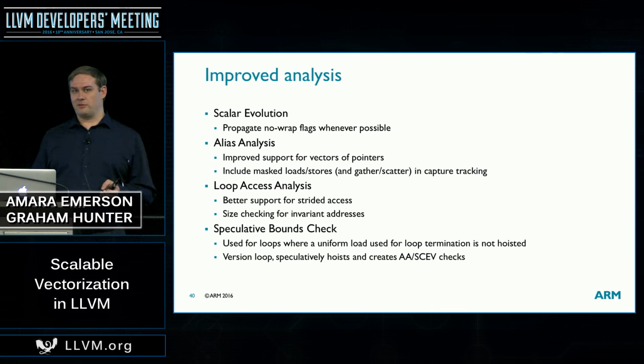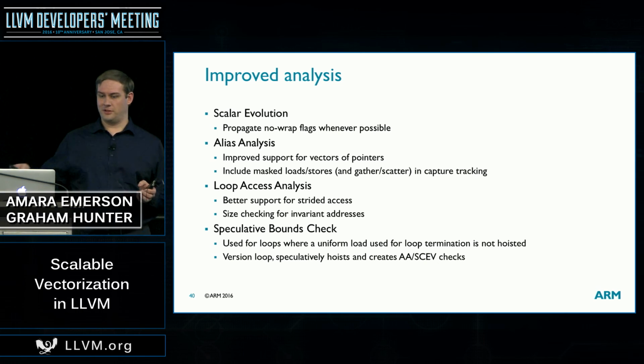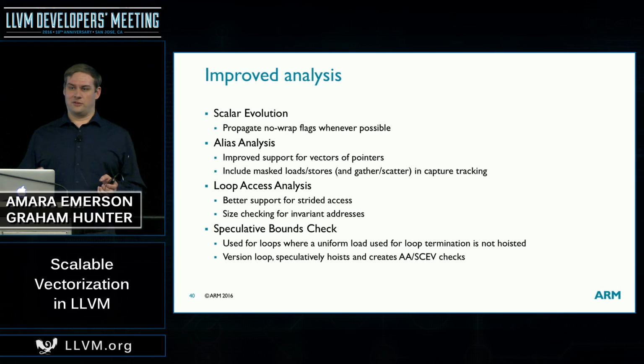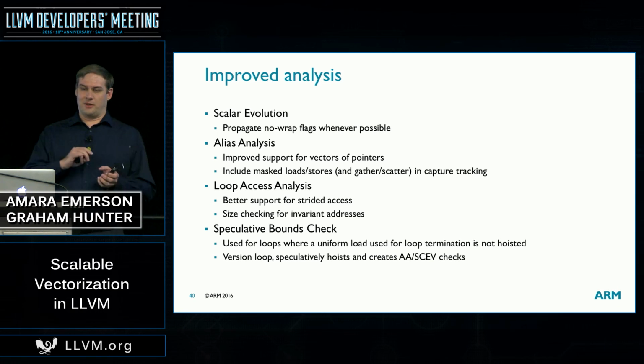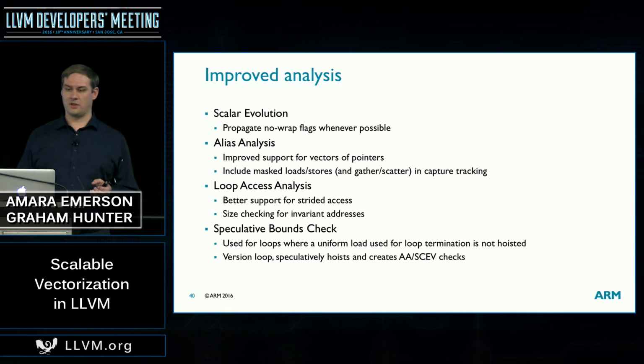And we've added a new bounds checking pass, for loops that we've found where it seems like it should have vectorized, but the trip count had been held in a global or something, the uniform load had not been hoisted, scalar evolution couldn't figure out what the trip count is, and we didn't vectorize. So this speculatively hoists that load out and then plants your normal versioning and aliasing SCEV checks.